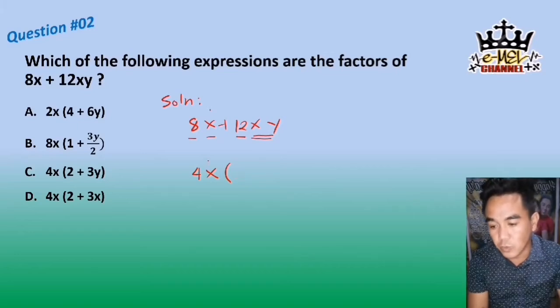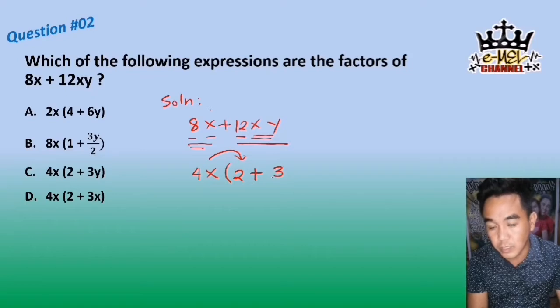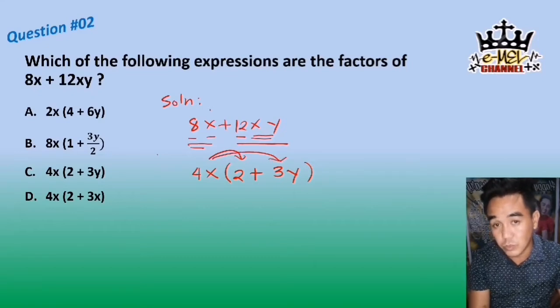Now, let us have this quantity. What you're going to multiply to 4x to make it 8x? So, you're going to multiply it by 2. Then, we have here the plus symbol, so we're going to put plus here. Now, what we're going to multiply to 4x to make it 12xy? So, we're going to multiply it by 3 and y to make it 12xy. Therefore, in our given options, the answer should be letter C.